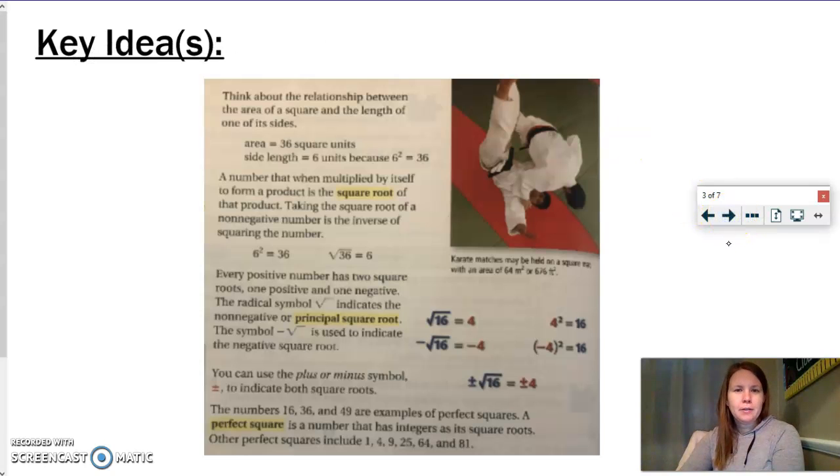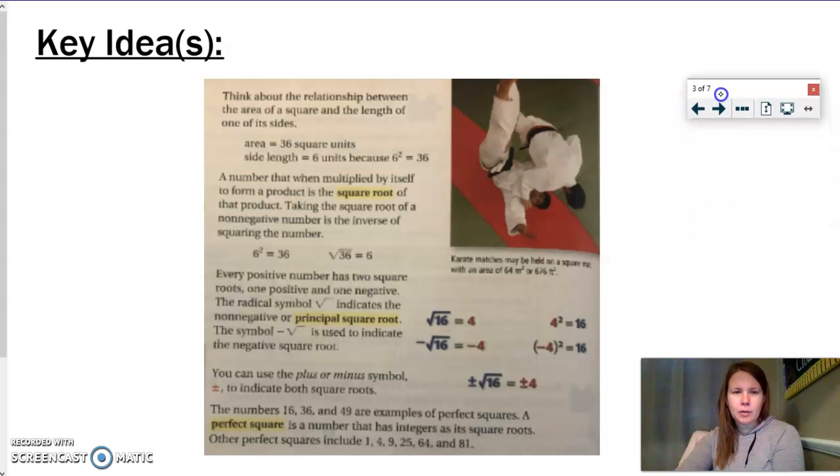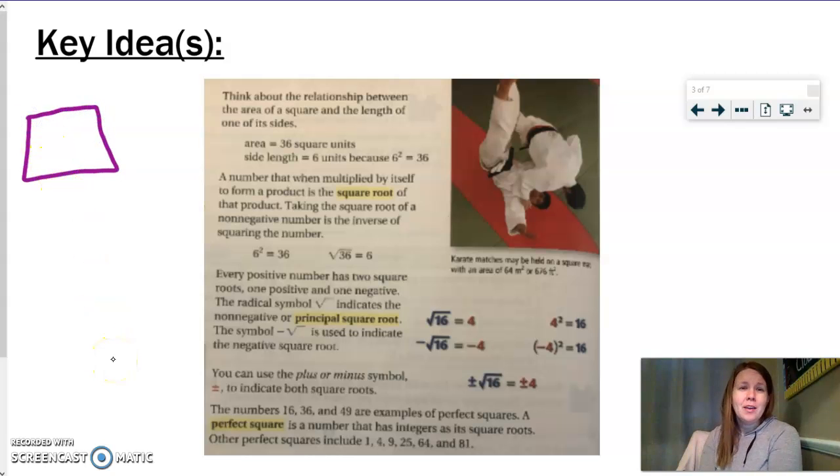So we have a lot of different kind of words here within here. So this is the first part of our textbook. Here's what it says, and I'm going to break it down a little bit more as we go through. It says, think about the relationships between the area of a square and the length of one of its sides. So if we're talking about a square, right? Here's a square, as best as I could draw. It looks more like a rectangle.